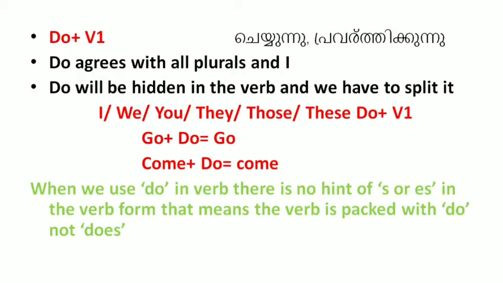In the case of do plus V1 is also simple present tense, same as the meaning. Do agrees with all plurals, that is we, they, you, those, these, etc. And I also goes with do in simple present tense. I, we, you, they, those, these, do plus V1.